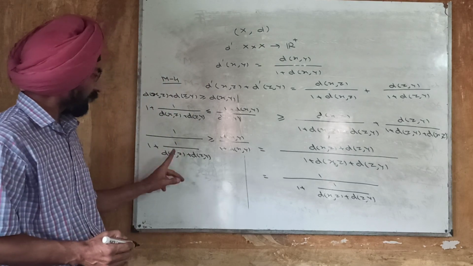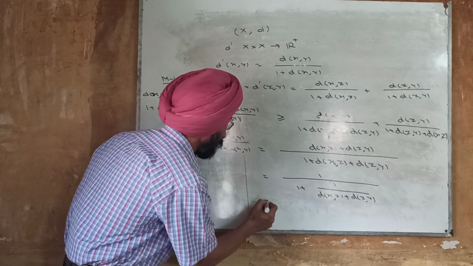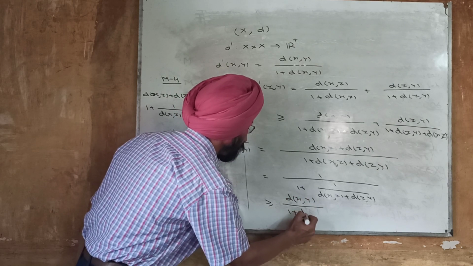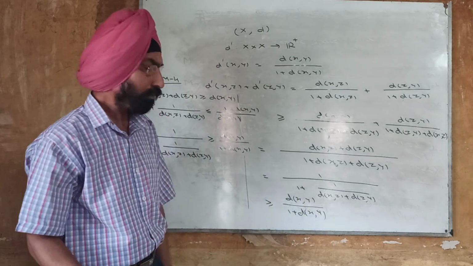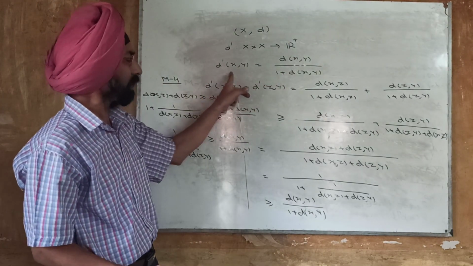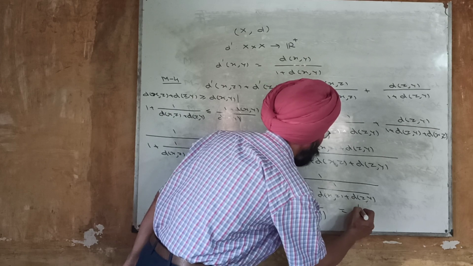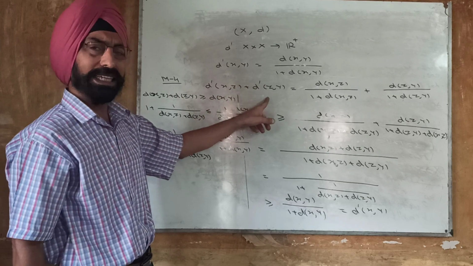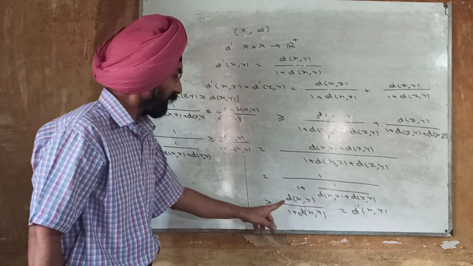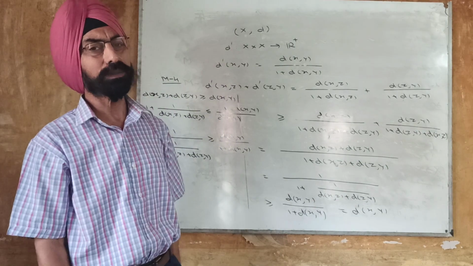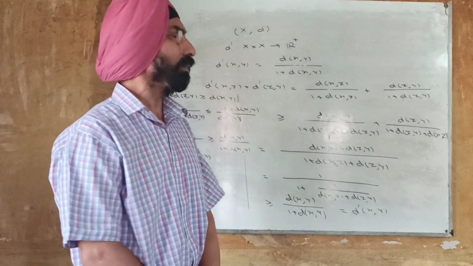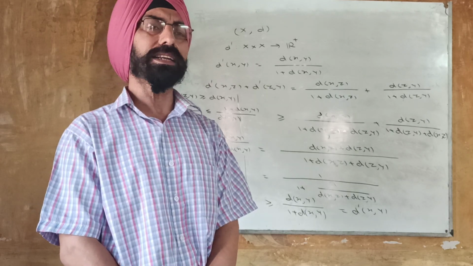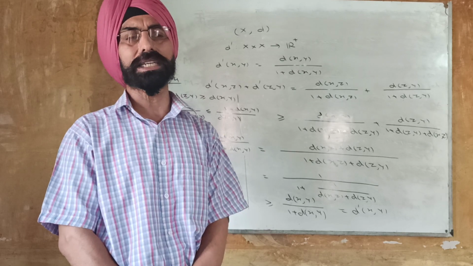You are getting this quantity here, so it will become greater than or equal to d of xy over 1 plus d of xy. But what is it? By our definition, it is equal to d dash xy. So that means d dash xz plus d dash zy comes out to be greater than or equal to d dash xy, which is the fourth property of the metric. That means d dash is also a metric. So from a metric d we can induce another metric d dash.